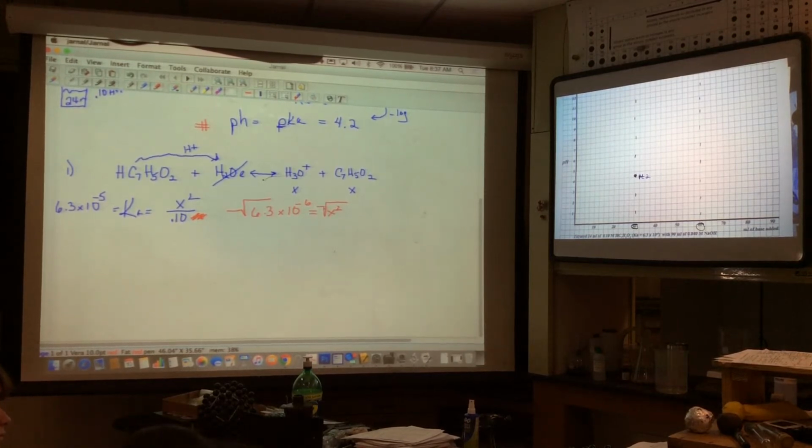Don't fall in love with "always that," like in KSPs. Some people think, like yesterday, that KSP, KEQ, KA, KB are all the same thing, just talking about different reactions at equilibrium.